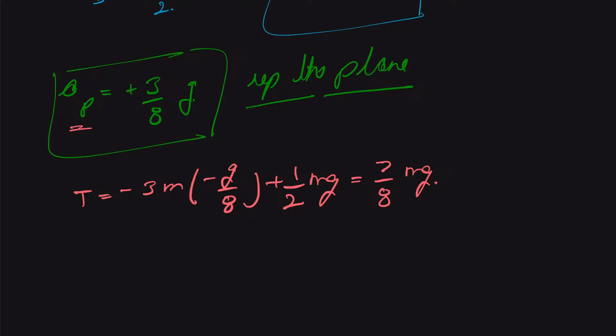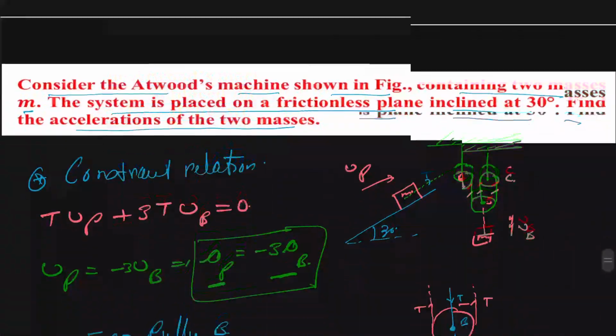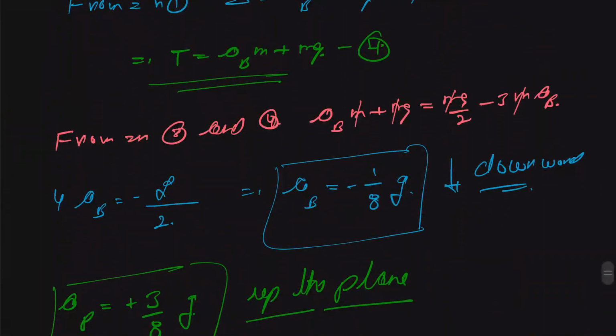So this was our second question, and we come to our, oh, we have done third questions. One second, yeah. So this was the third question, sorry. So these were the 3 questions for today, and these 3 questions were of our Atwood machine, or we can say pulley mass combination. So this completes 3 questions.